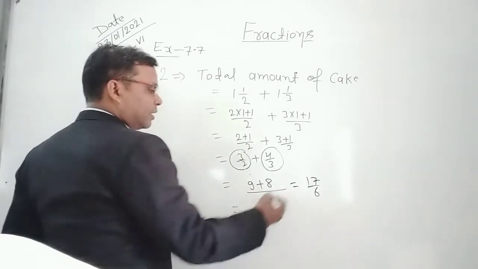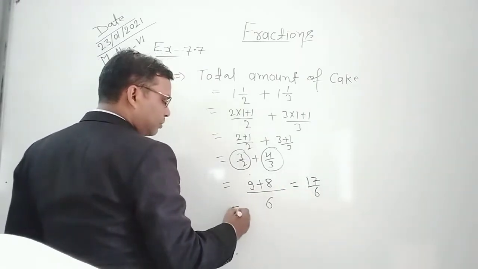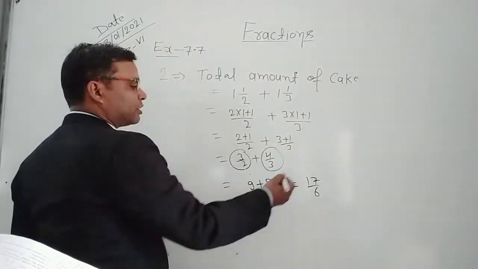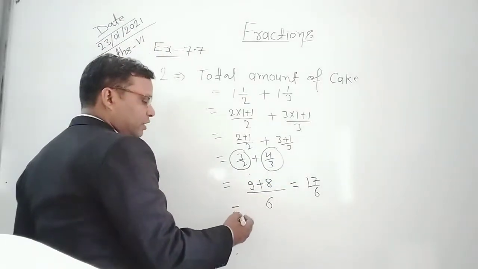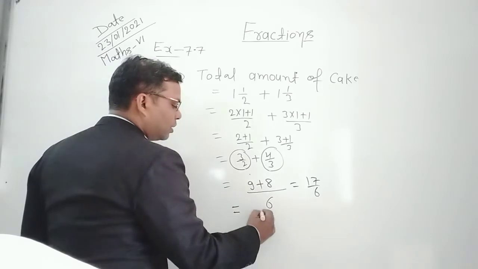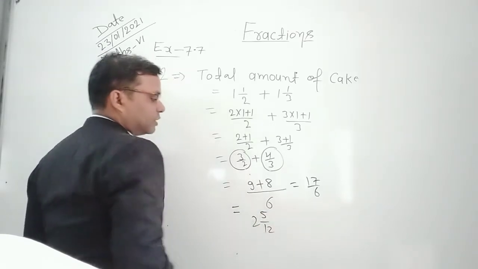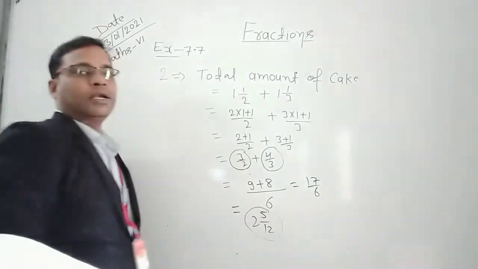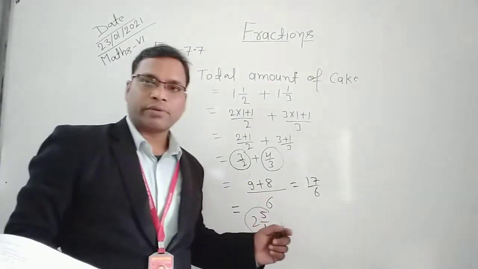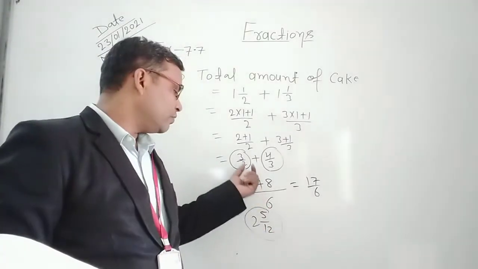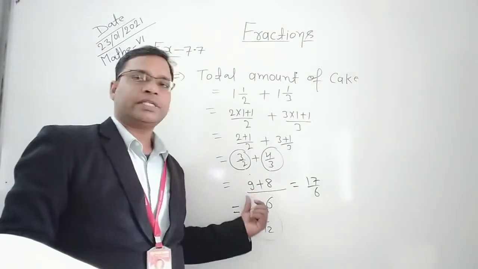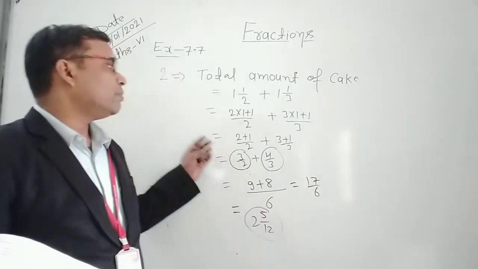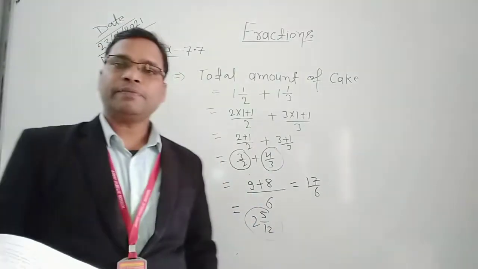Okay, and this is equal to what? If you convert it into a mixed fraction, then you get 2 whole 5 by 12. This is clear? This is the right answer. Okay, now here are some mistakes. We want to write 9, but by mistake we write 6 here. So sometimes it happens. Okay, so our total amount of cake is 2 whole 5 by 12.